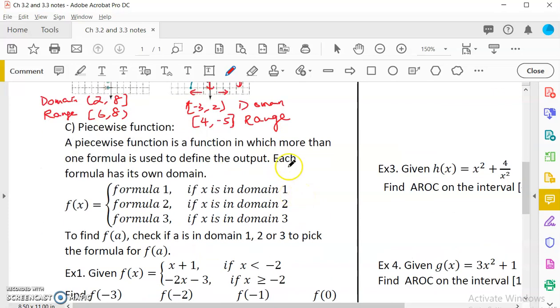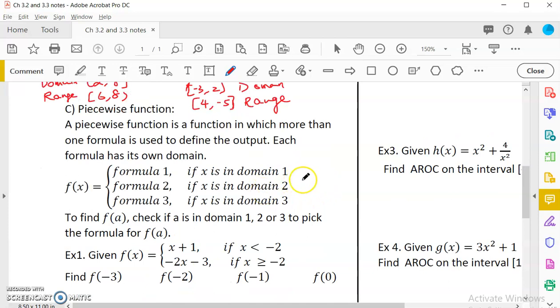The next topic for 3.2 is the piecewise function. The main reason we study domain and range, especially domain, is that there is a certain function called a piecewise function where the output is composed of more than one formula. In this particular case, I had an example where there are 3 formulas. Now, we do not use all 3 of them in each case. It seems like, oh, for f of x I have to do it 3 times. No. You only pick one of them to do the output.